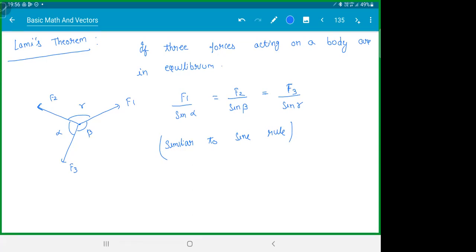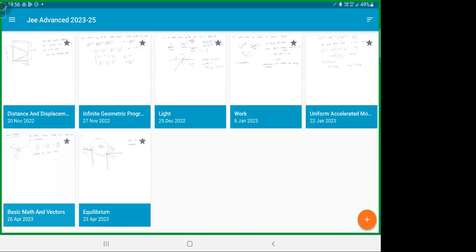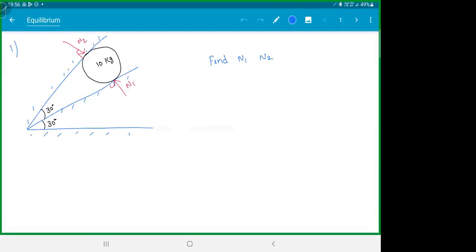How many sheets did I give you? I gave you 2 sheets, right? One is the equilibrium and one is this. I hope everyone tried the sheet. So first thing is the equilibrium sheet. Let's see this. Did everyone get the answers?